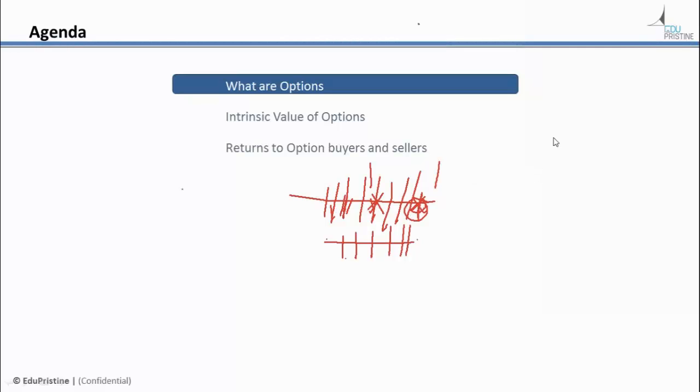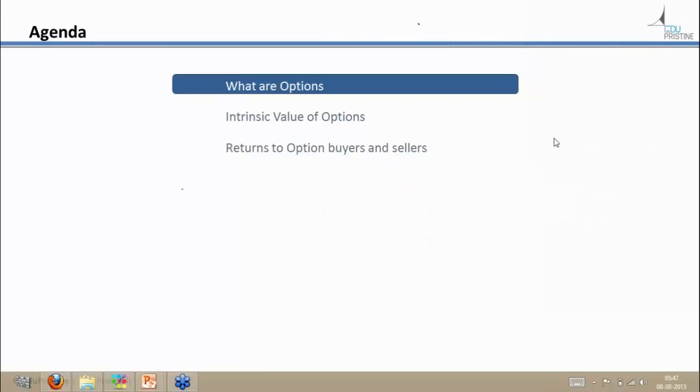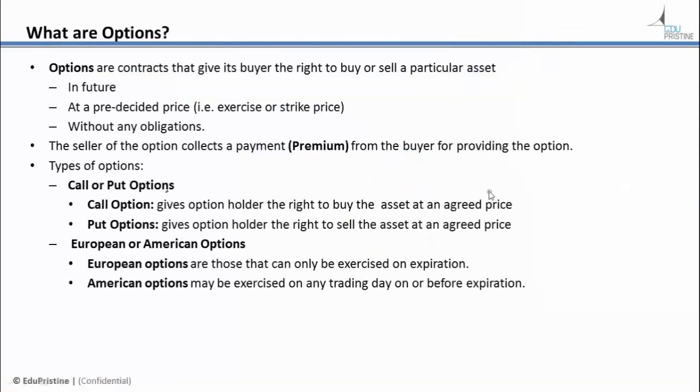Is it clear? Any doubts till now, guys? Let me know if you have any doubt.